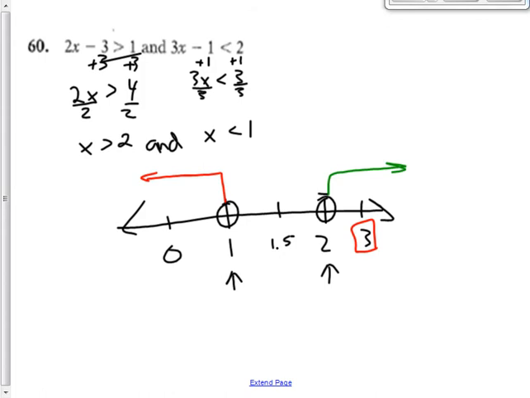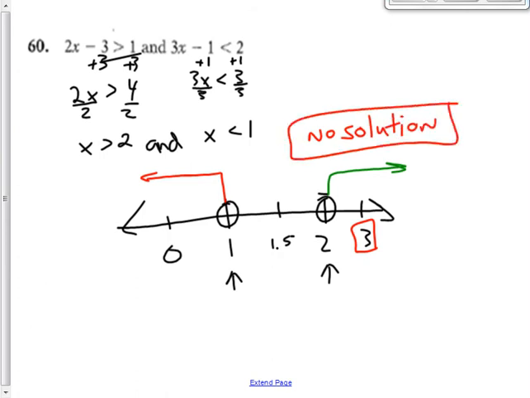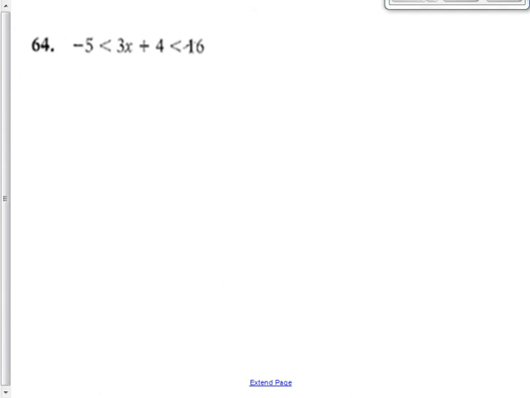And so the answer to this problem actually is no solution. There are no numbers that will go into the first equation and into the second equation to make the answer correct. And our graph shows that. There is no overlap. There's nothing that works for the first one and for the second one. Okay, so be careful about that when you look at those problems.